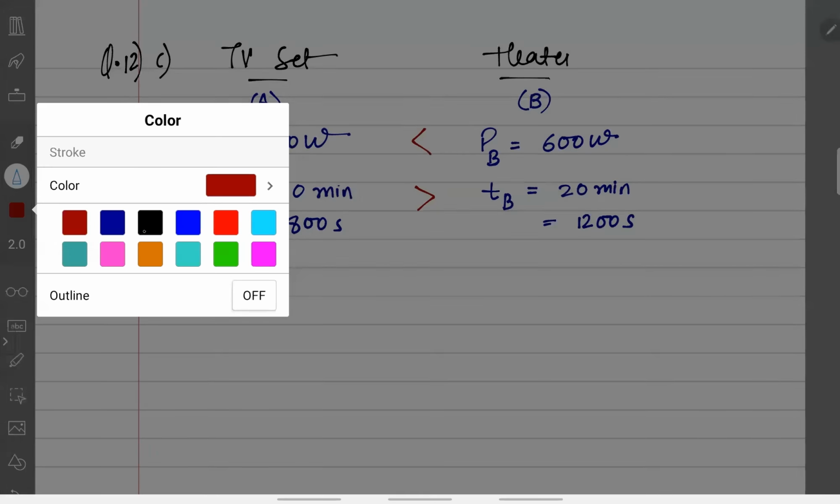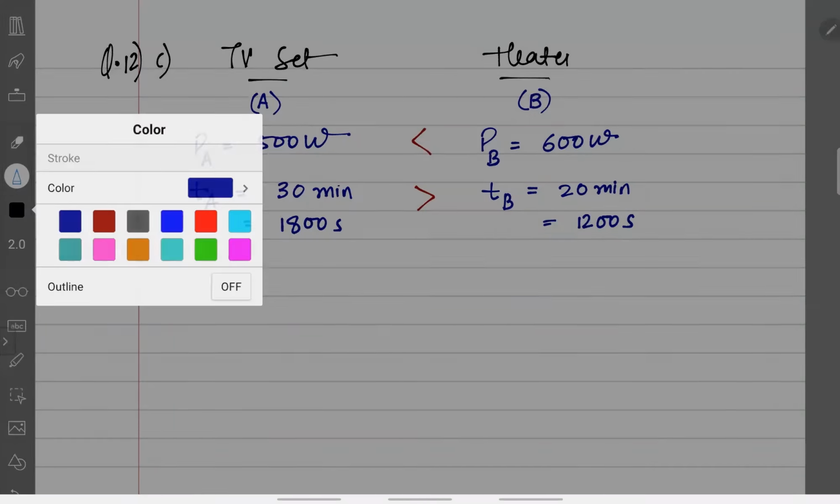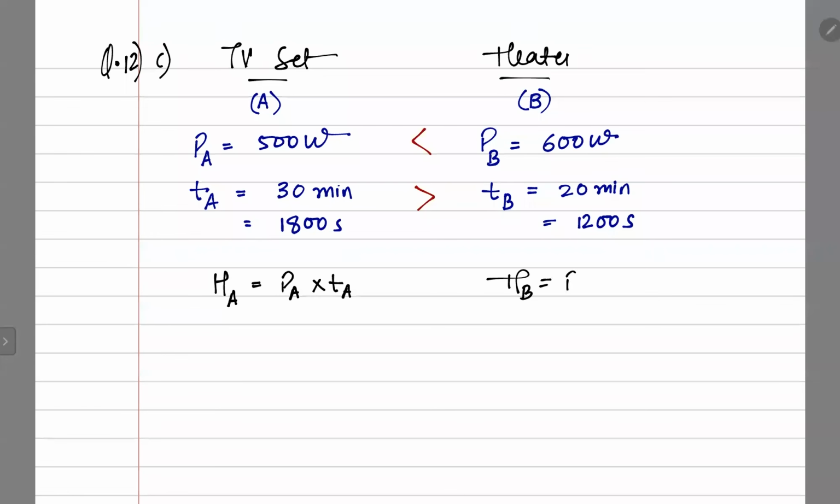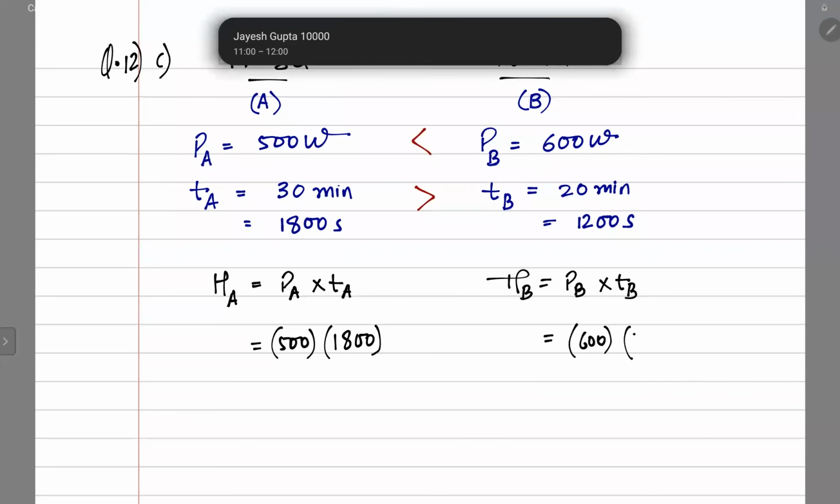But we don't need to compare time, we don't need to compare power, we need to compare कि energy किसने ज्यादा लिया. So energy, H can be written as, we know that heat energy is power into time. So heat energy of A is power of A multiplied by time of A, and heat energy of B is power of B multiplied by time of B. Now power of A is given as 500 multiplied by time, which is 1800, and power of B is given as 600 multiplied by time, which is 1200.